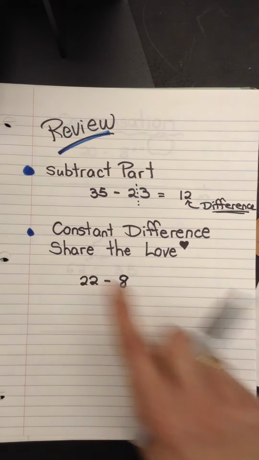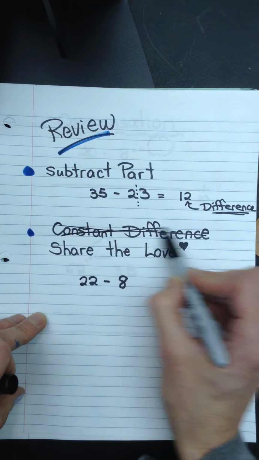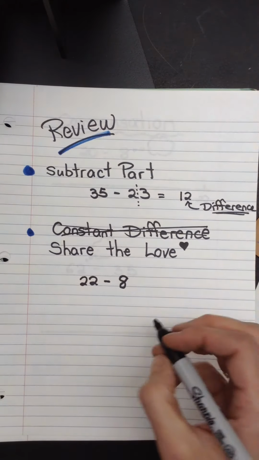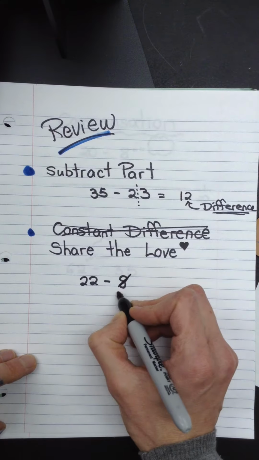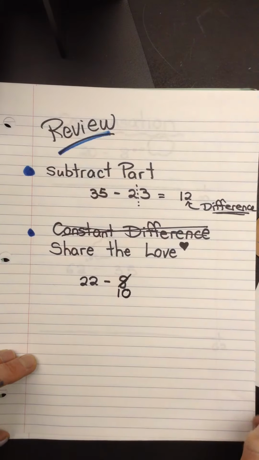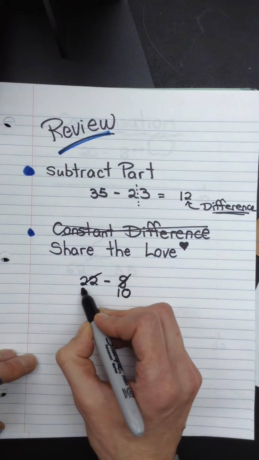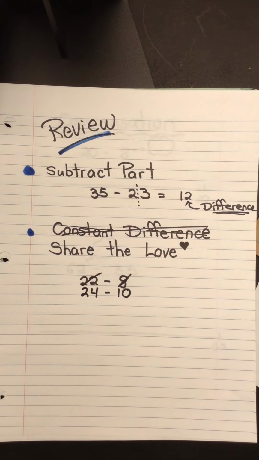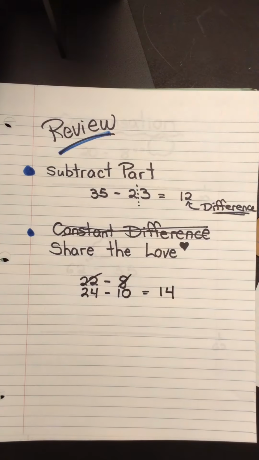Then we looked at a strategy called the constant difference, and we decided that that name stunk. And instead we called it share the love. So what we need to do here is we look at the 8 perhaps and we say, that would be much nicer if we just added 2 more and made it a 10. But we have to share the love. If we add 2 here, you have to add 2 here as well. So there we would have 24 minus 10. That's going to give us the same difference, the same number apart on the number line. So 24 minus 10, easy peasy, 14.